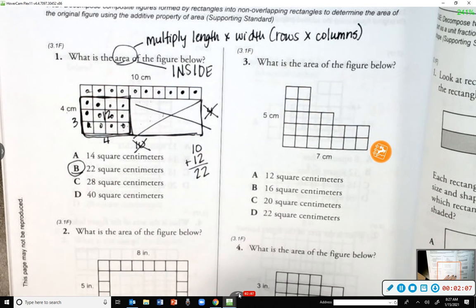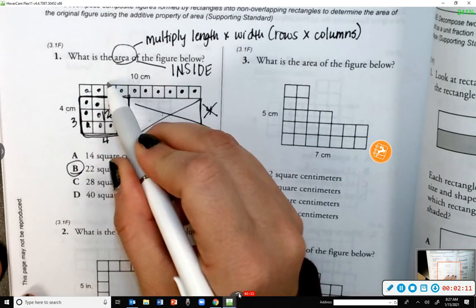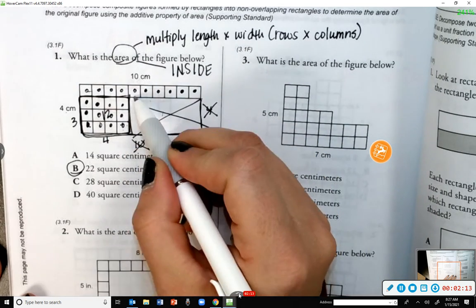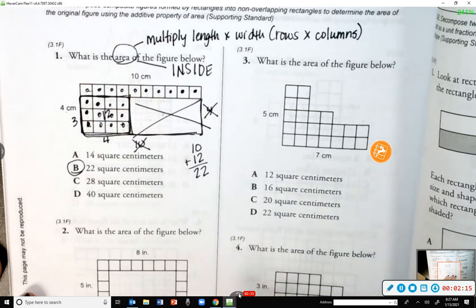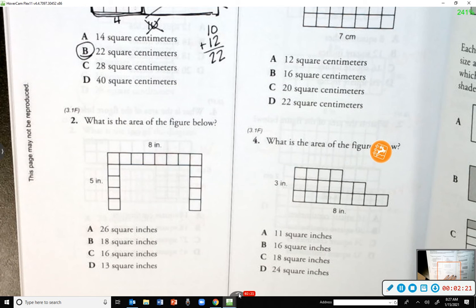Okay, now if you were doing perimeter, you would be tracing or counting the squares around the outside all the way around. Okay? Number 2, what is the area of the figure below? First, somebody tell me what I need to do on this problem. Allie? Do the same thing as the other one. Count the squares.